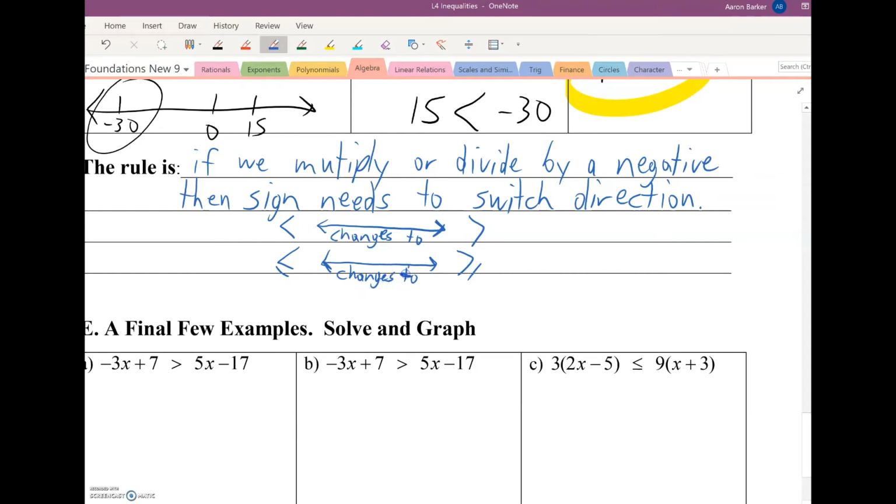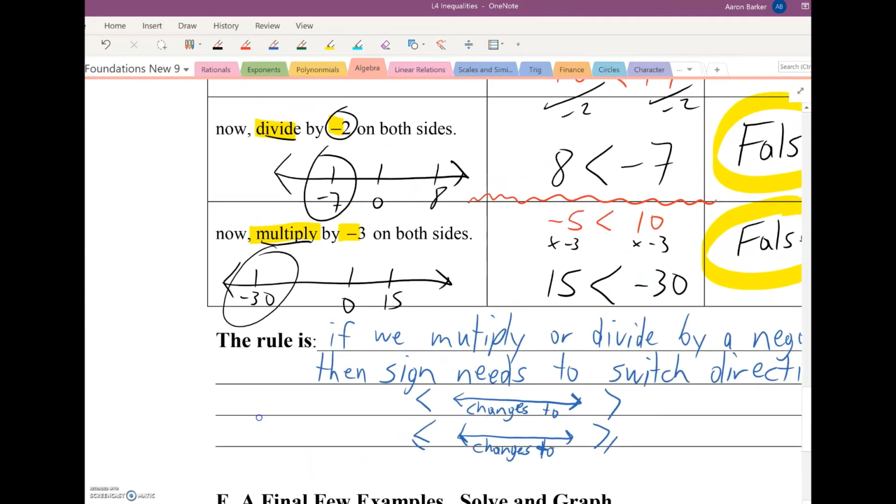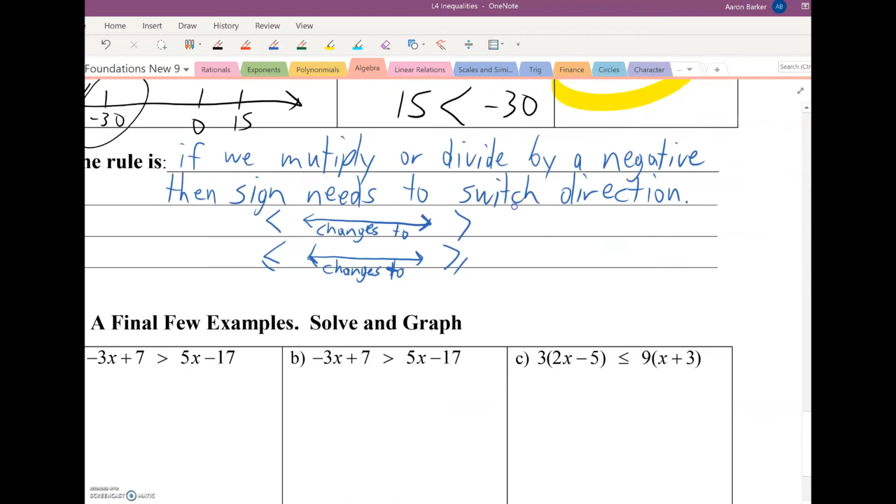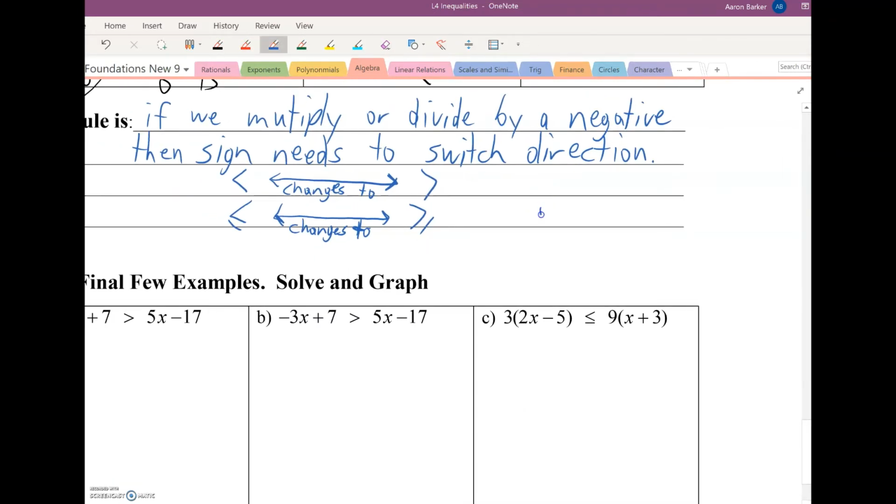I'll give you a hint. For grade 9, all we really focus on is this one, because most of the time that's all we're going to do is divide by a negative at the very last step. That's my other little trick that I'll let on to you, is that it happens always on the last step.